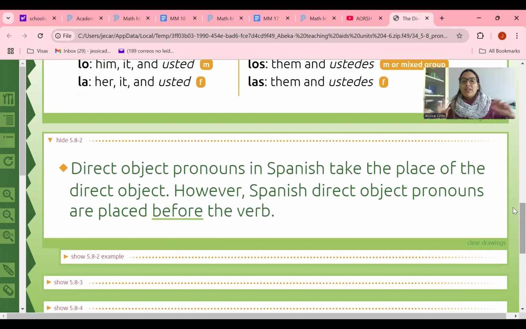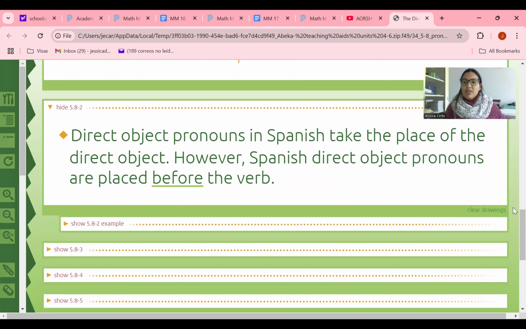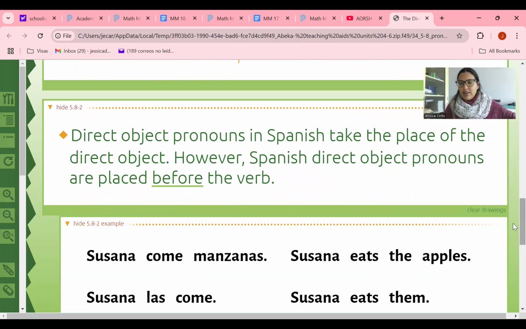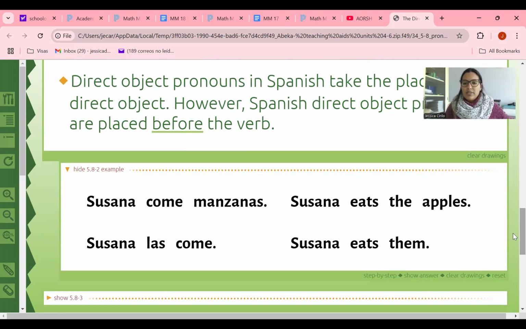However, the order in Spanish is a little bit different because you have to place that pronoun before the verb, okay? And you can see here the difference. In English, you will say, Susana eats the apples. And if you want to replace the direct object for its pronoun, you will say, Susana eats them. And you place that pronoun at the end after the verb, right? In Spanish, you place it before the verb, okay?